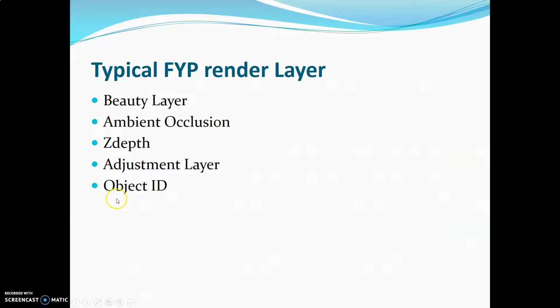This is a typical FYP layer setup. You have the beauty layer or the master layer, and on top of that you have the AO, which I think you should be familiar with as a render layer. You have the Z depth, so for objects that are too close or too far from the camera, we're gonna have some kind of blur. We have some color adjustment, and we also have some object ID layers. A very typical FYP rendering layer setup.